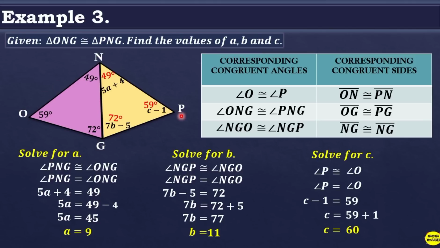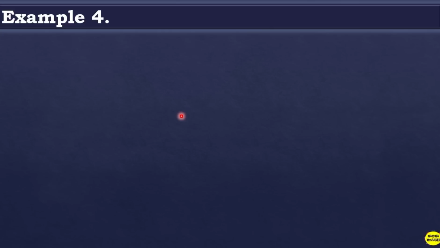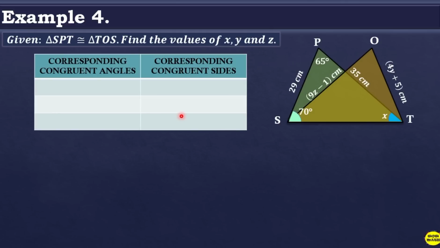Let's have the last example. So, given triangle SPT is congruent to triangle TOS. Find the values of X, Y, and Z. So, your variables here ay, ang unknown natin dito ay merong angle, merong sides. So, identify muna natin yung corresponding congruent angles and sides.